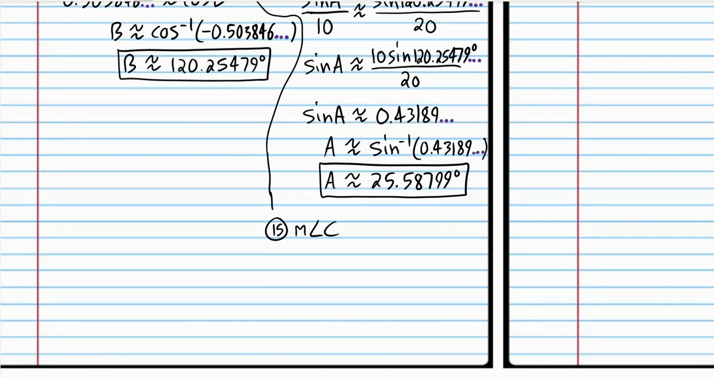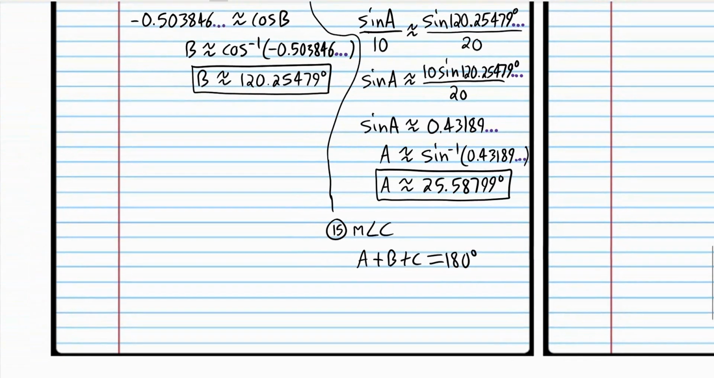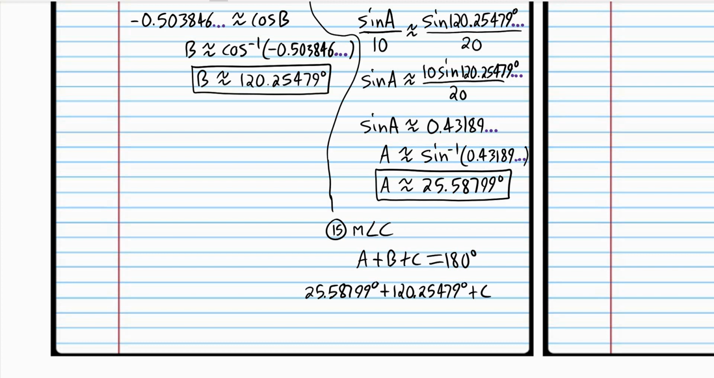And now we're going to find the measure of angle C. So of course we're just going to use the triangle sum theorem. And a lot of students will get angry that I'm carrying out so many digits here. So why do you have to carry out so many digits? Well, we're just making sure that we don't have a lot of round off error.